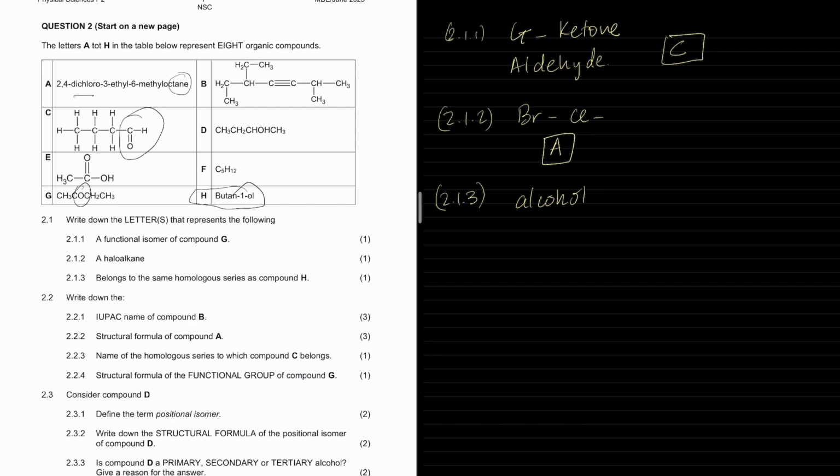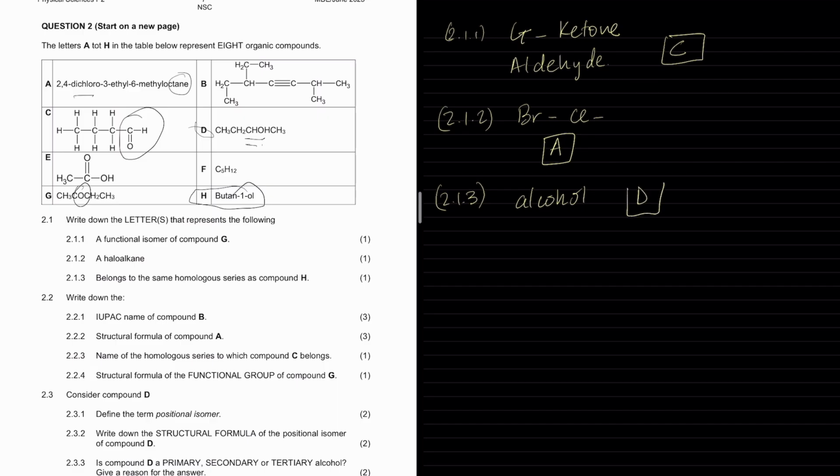You look at A, no. B is not an alcohol. C is not an alcohol. D could be an alcohol because I'm seeing the CHO here. E is not, F is not, G is not, H is. So the answer is D.